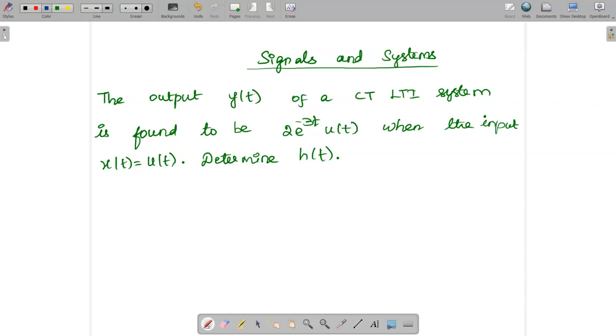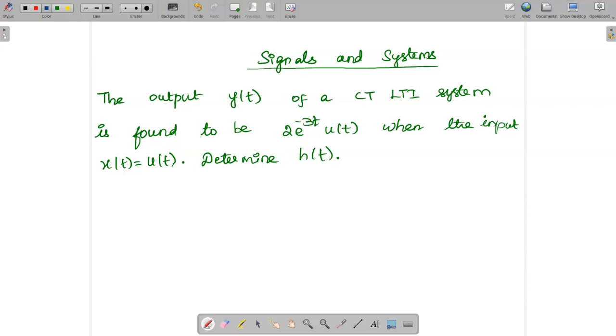Today we are going to see the problem in CT LTI system which we are going to solve using Laplace transform. So the question is, the output y of t of a CT LTI system is found to be 2e power minus 3t u of t when the input x of t equal to u of t. So we have to determine h of t, that is the impulse response.